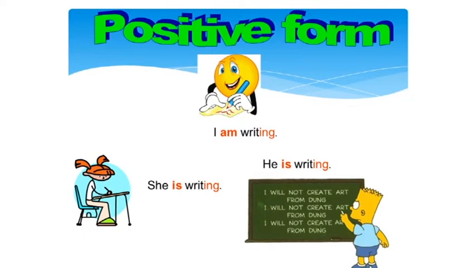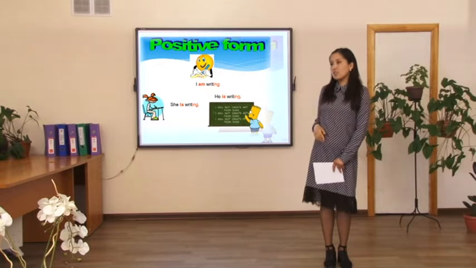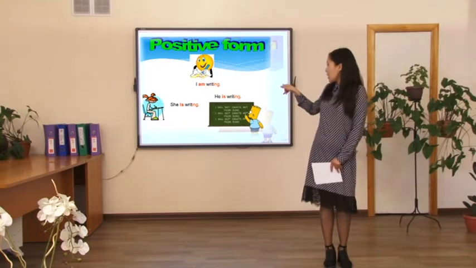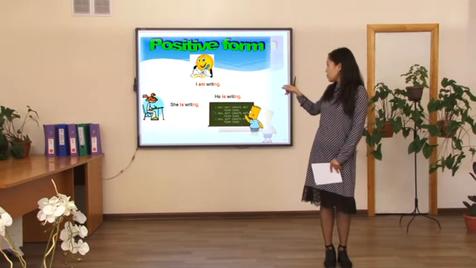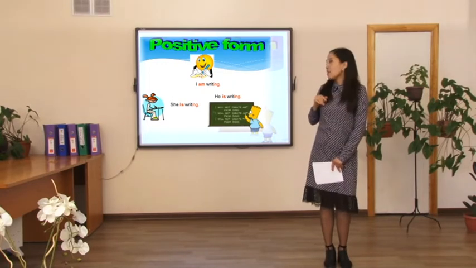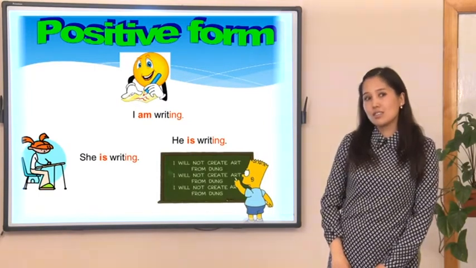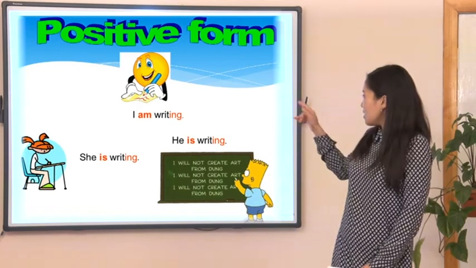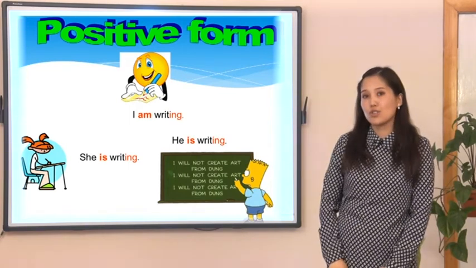For example, I am writing. I is the subject, am is to be, and verb plus ing form. Next one, what is she doing? She is writing. She is the subject, is to be, and verb plus ing form. Next one, what is he doing? He is writing. He is the subject, is to be, and verb plus ing form.